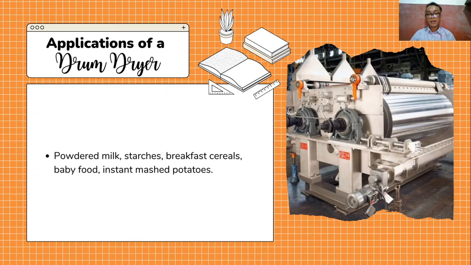So, where is the drum dryer used? This is the application of a drum dryer. These are the products that are made or produced from it. We have here powdered milk, starches, breakfast cereals, baby food, and instant mashed potatoes. So, here's a video on how a drum dryer works.